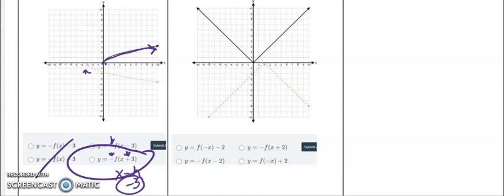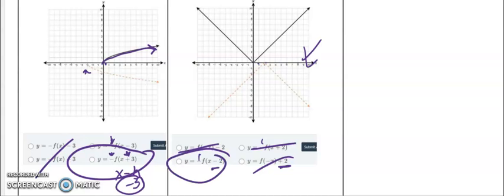Okay? This one has a reflection as well. Notice we've got negatives out here. Now we've got a movement with the x because we went left to right, or we went up and down. We did not go up and down. Okay? This time we went to the right 2. This is the only one that matches that description.